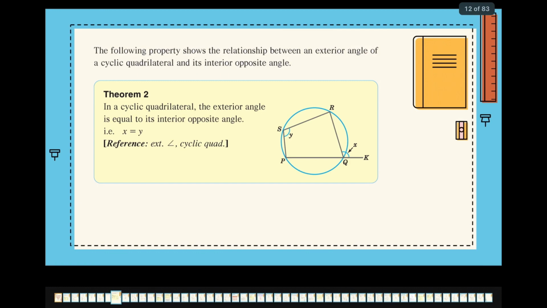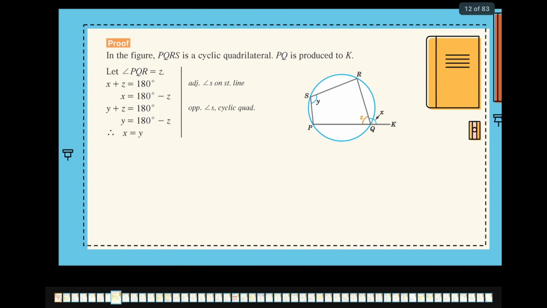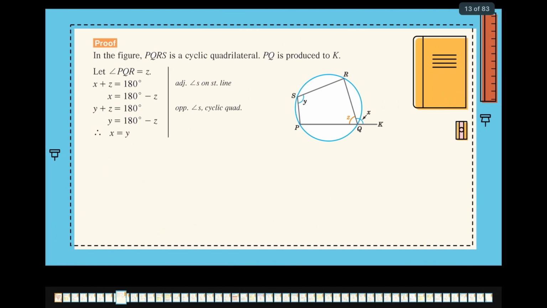And this is the second theorem we're going to talk about. In a cyclic quadrilateral, the exterior angle is always equal to its interior opposite angle. So in this case, X equals Y, and when you write the reason, please write: exterior angle, cyclic quadrilateral. Let's look at how we got this theorem. Let's look at the proof together.